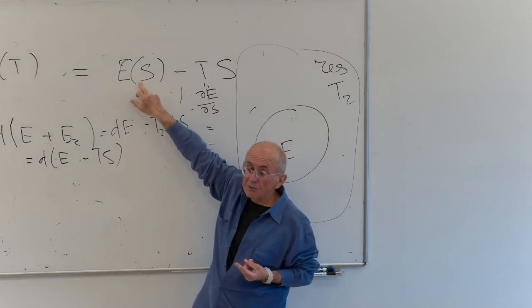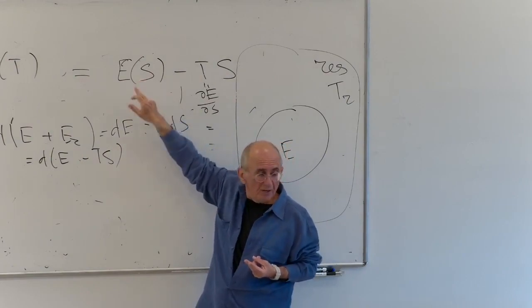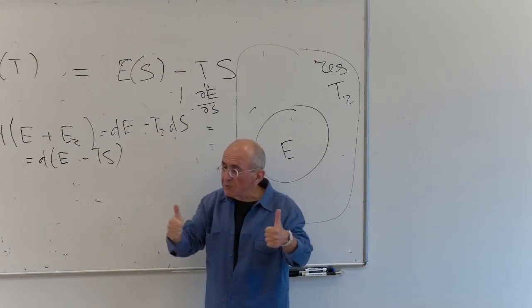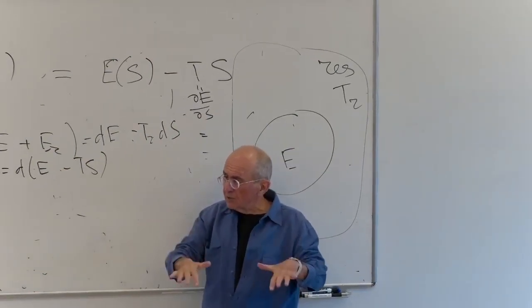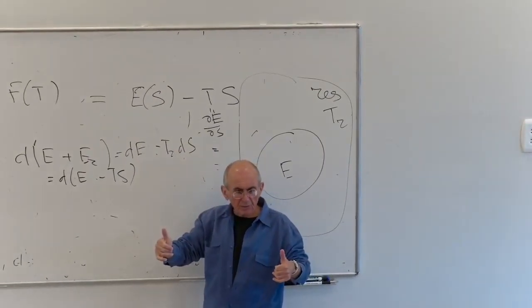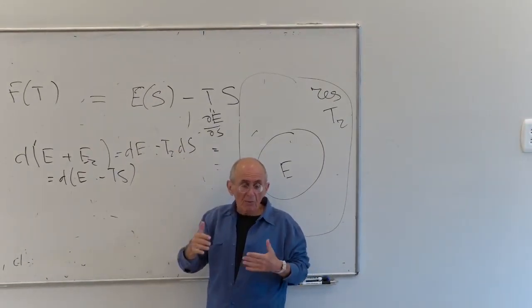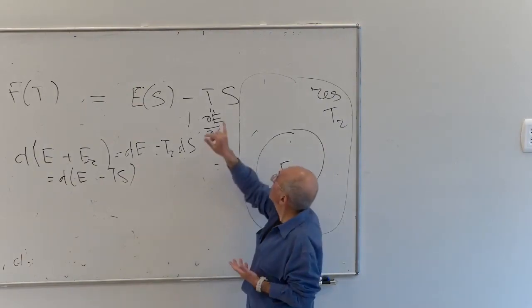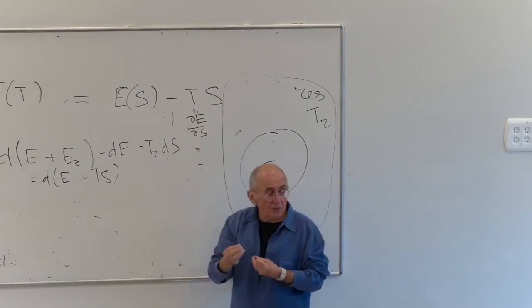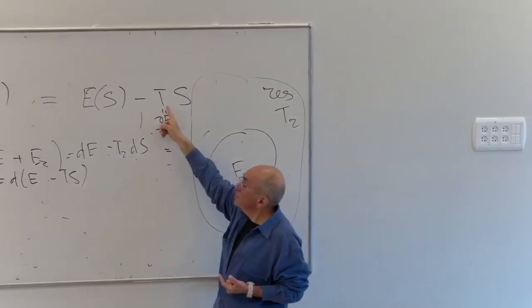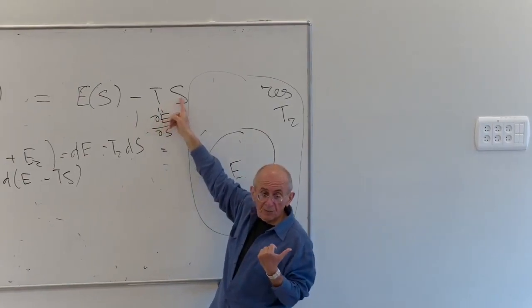You can decrease your energy, which usually requires ordering the system. Right? For example, you have your spins interacting. You want to decrease your energy just by making them all look in the same direction. Okay? But you can also decrease your free energy by increasing entropy, namely making the system more disorderly. And that's what happens when you change temperature. You pass through a phase transition.